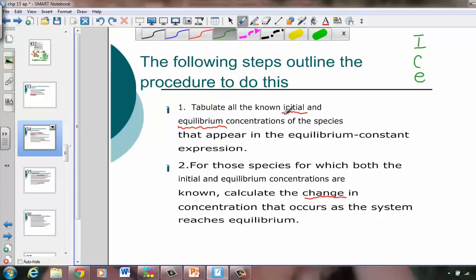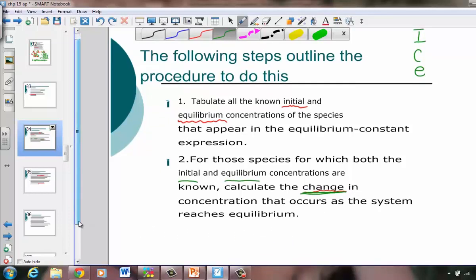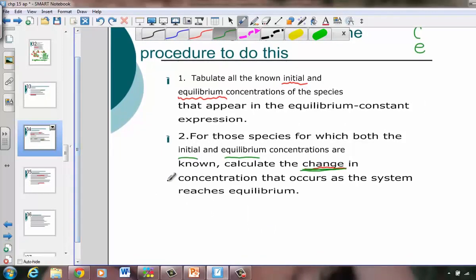We'll tabulate all known initial and equilibrium concentrations of the species that appear in our equilibrium constant expression. Remember that pure solids and pure liquids would indeed fall out of the expression. No need to calculate them. And for those species for which both the initial and the equilibrium concentrations are known, we can calculate using stoichiometry the change in the concentration for any other reactant or product that's yet to be determined using our ICE chart. So we'll start with what we know, filling in a table known as ICE.